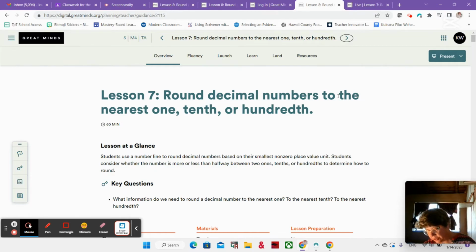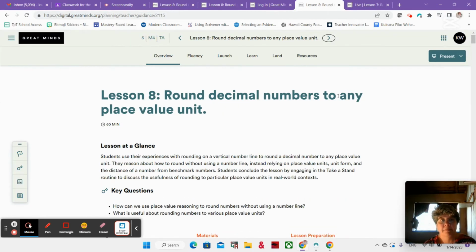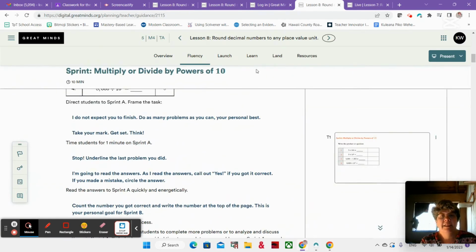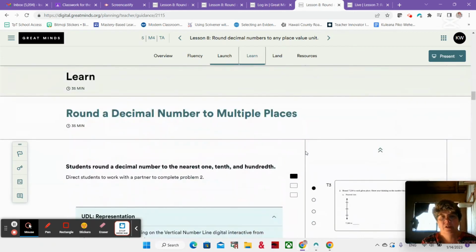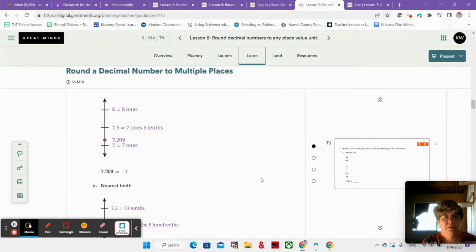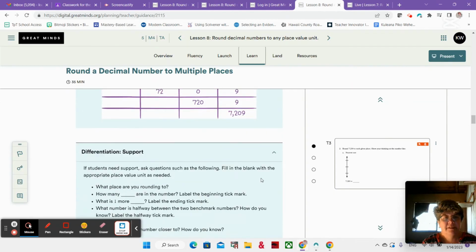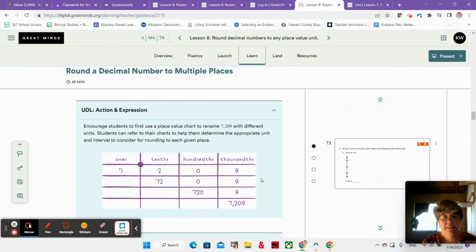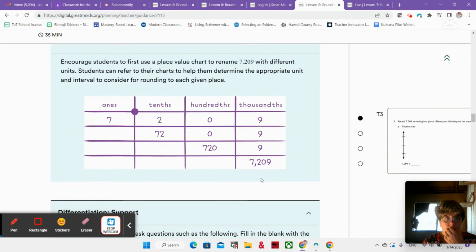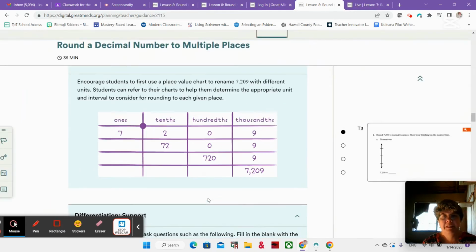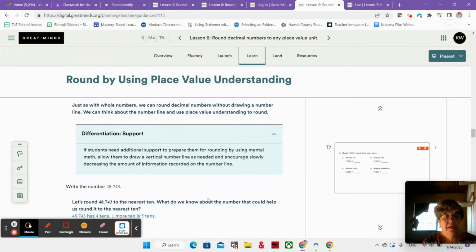And now, just as with whole numbers, we can round decimal numbers without drawing a number line, of course. We can think about the number line and use the place value understanding to round, okay? So let's look at that, the one we just did. It does help to use a place value chart, like I'm always saying, right? Please use place value charts.